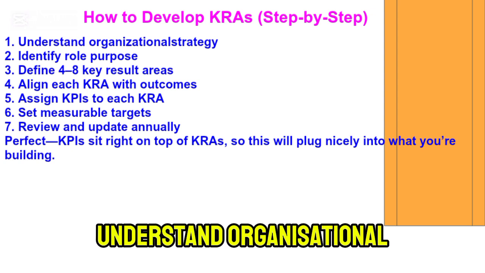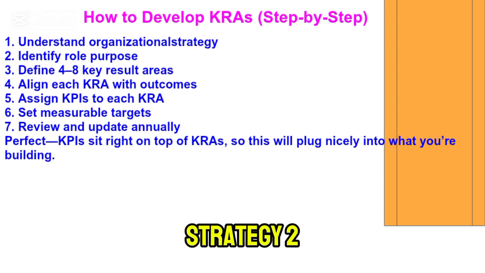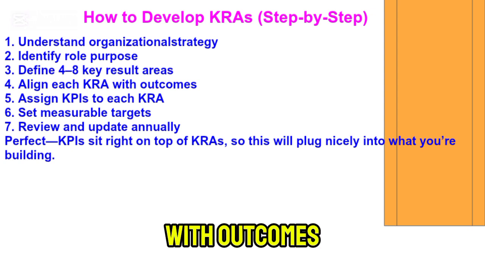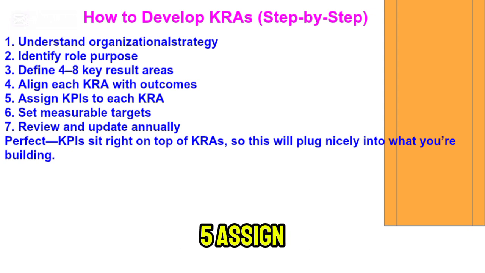How to develop KRAs, step by step. 1. Understand organizational strategy. 2. Identify role purpose. 3. Define 4 to 8 key result areas. 4. Align each KRA with outcomes. 5. Assign KPIs to each KRA. 6. Set measurable targets. 7. Review and update annually.